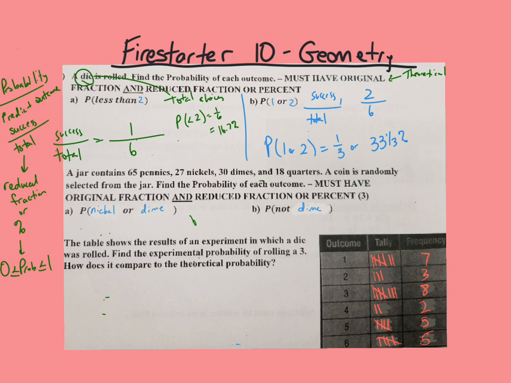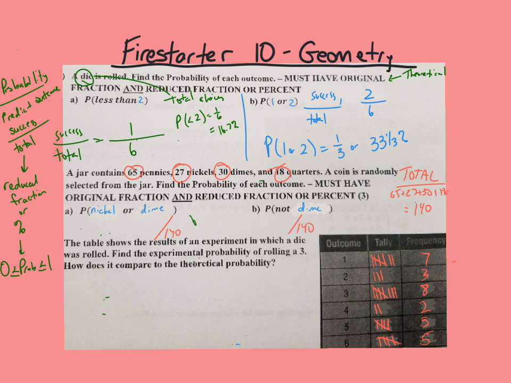All right, the next one: a jar contains 65 pennies, 27 nickels, 30 dimes, 18 quarters. A coin is randomly selected from the jar. So, the first thing you have to do is you have to know the total. The total is going to be 65 plus 27, which is 92, plus 30, which is 122, plus 18, which is 140. So that's my total. So I already know that both of these are going to be over 140.